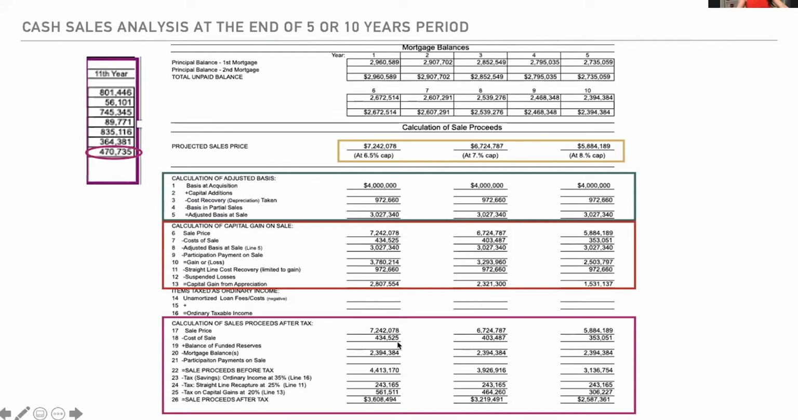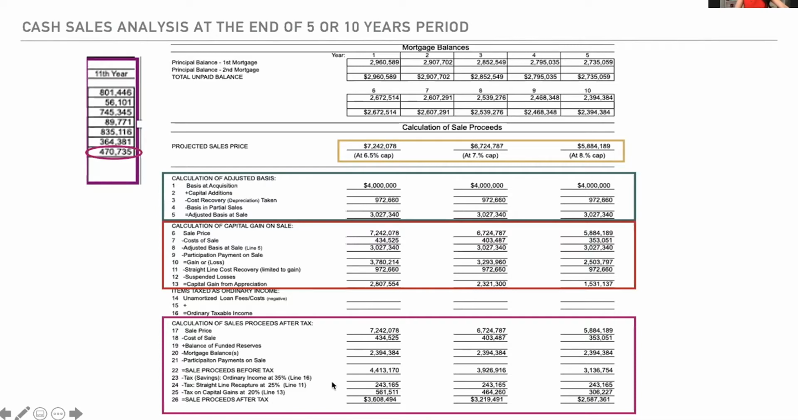So you see that here is $7.242 million sales price minus the cost, the expense of sale, minus the mortgage payment because you have to pay off the lender. That equals $4.4 million cash, the sales proceeds before tax. But if they have to pay tax, they have to pay tax on the depreciation that they have taken out before, which is 25%, and then also the capital gain that they had earned. So that's a total of about $800,000, and that's the sales proceeds after tax.